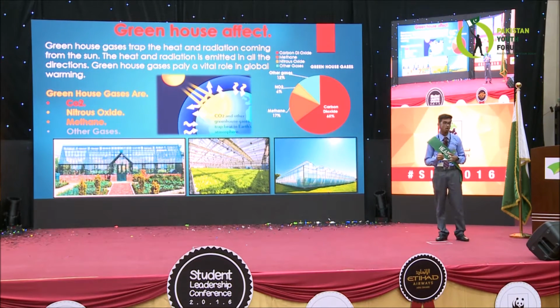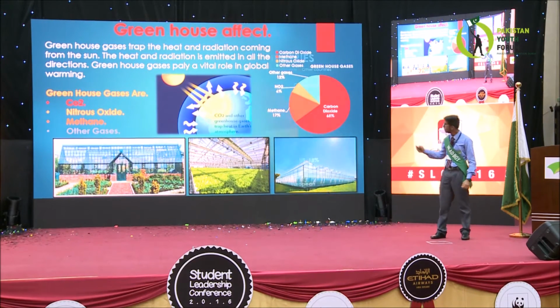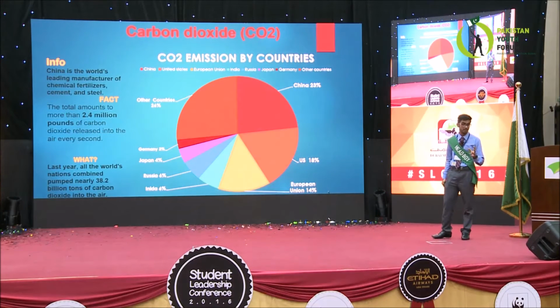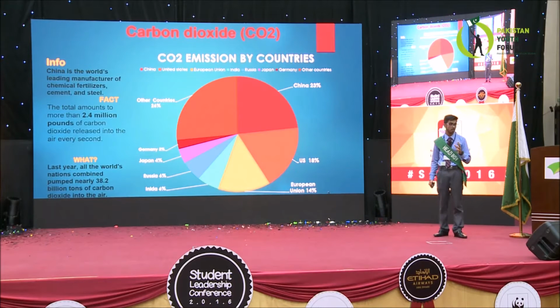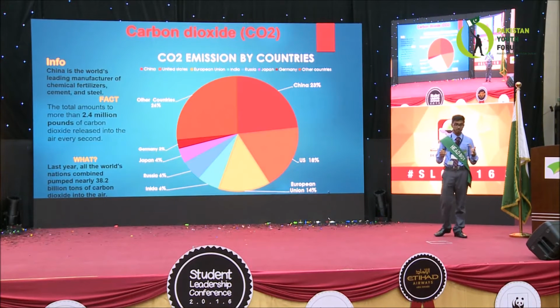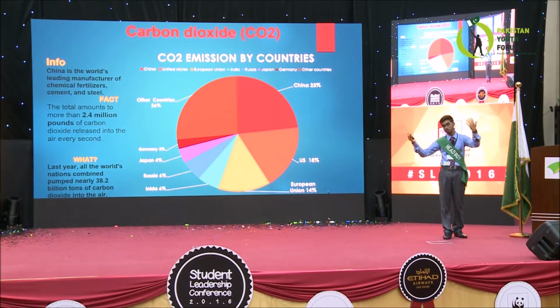Now, what is the role of greenhouse gases in the environment? Greenhouse gases absorb the radiation and the heat coming from the sun and re-emit it in all directions, which increases the temperature of the world. Carbon dioxide. Carbon dioxide is mainly responsible for increasing the temperature of the world. Why? Because carbon dioxide forms a black blanket around the atmosphere and traps the heat inside the earth and does not allow that heat to escape into space.